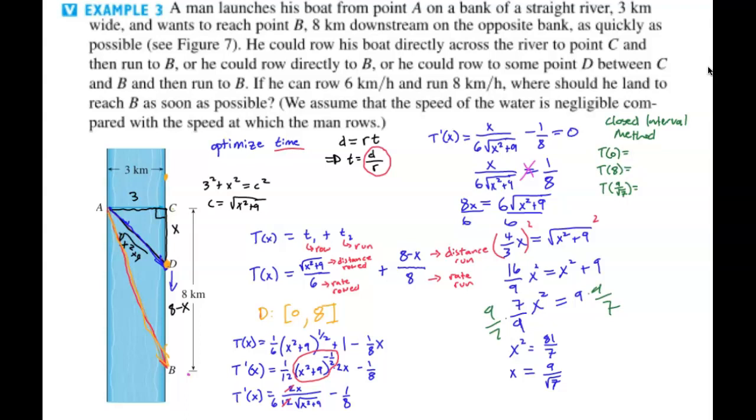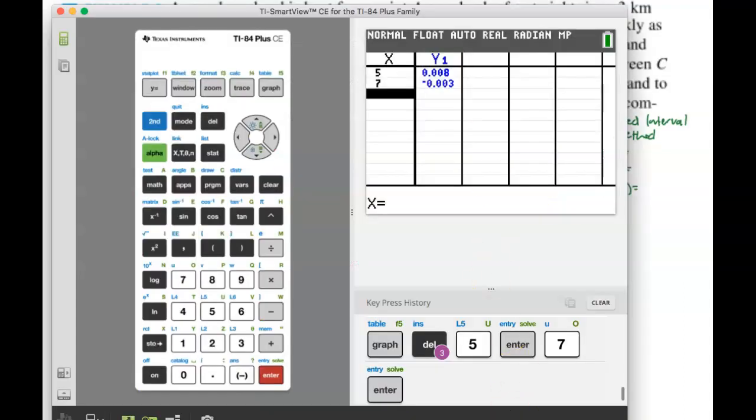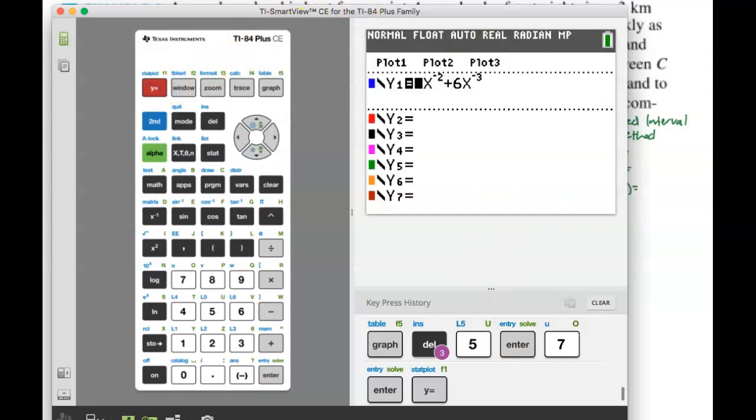So, all right. It's going to be best to do in the calculator. We're going to go to our calculator. We're going to enter our time function.